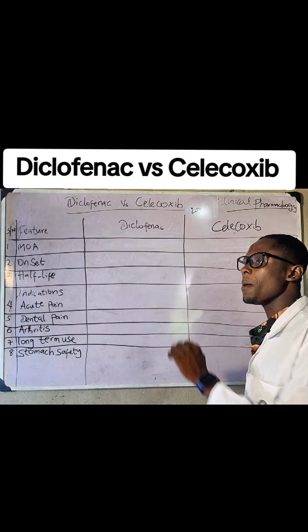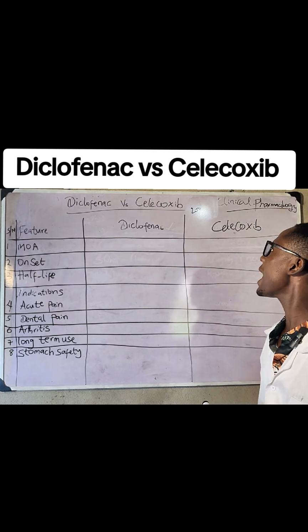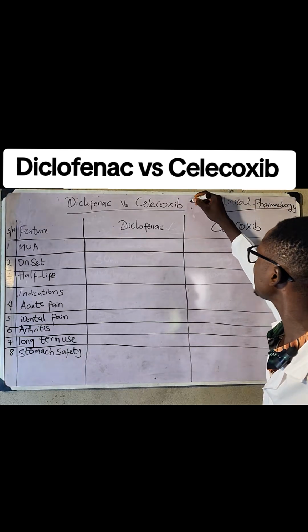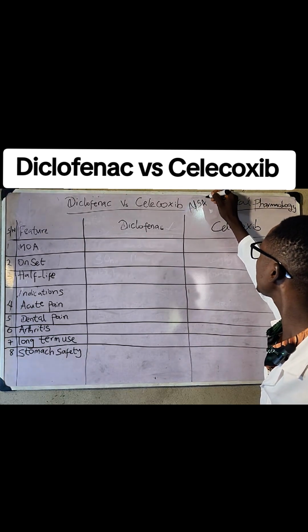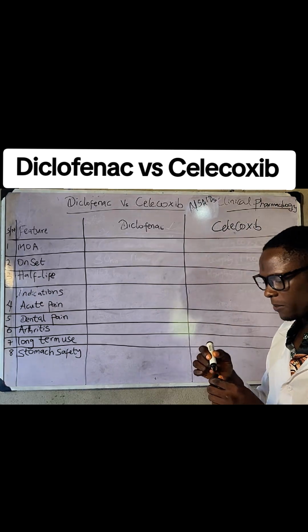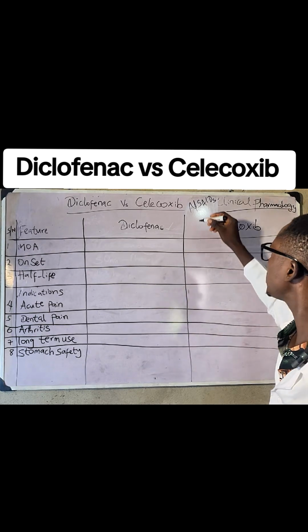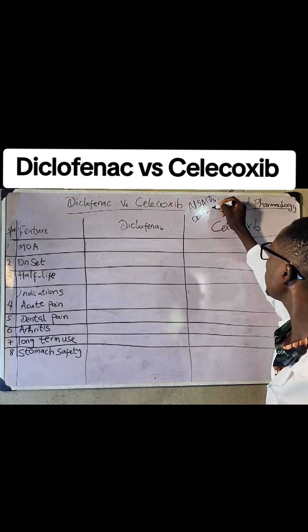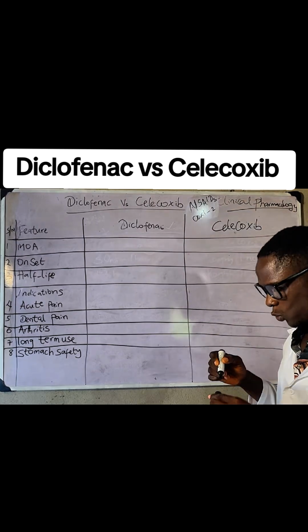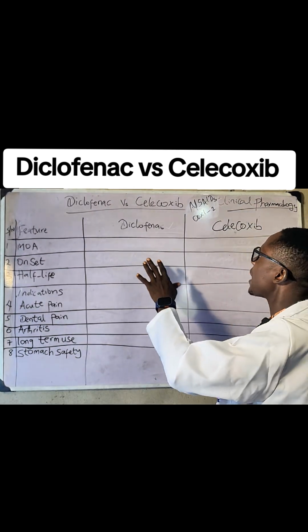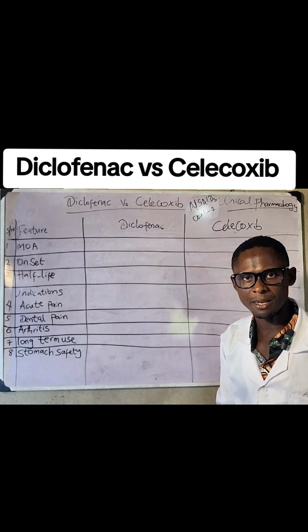You know that both of them are classified as non-steroidal anti-inflammatory agents. That means NSAID, non-steroidal anti-inflammatory drugs. And they work by what? Inhibiting cyclooxygenase 1 and cyclooxygenase 2. That's COX-1 and COX-2. That's the mechanism of action of NSAID generally.